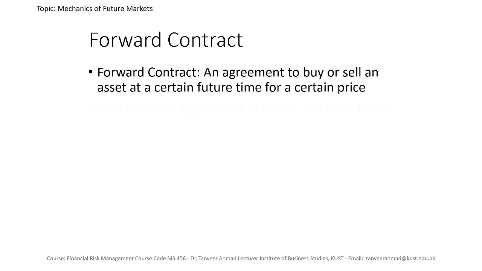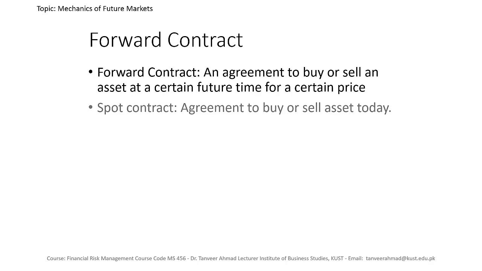The same example, the example of PIA and PSO. So they both agreed to buy or sell. PIA agreed to buy, PSO agreed to sell an asset which was predefined, fuel. The time was predefined, after 1 month, and the price was predefined. So this is a perfect example of a forward contract.